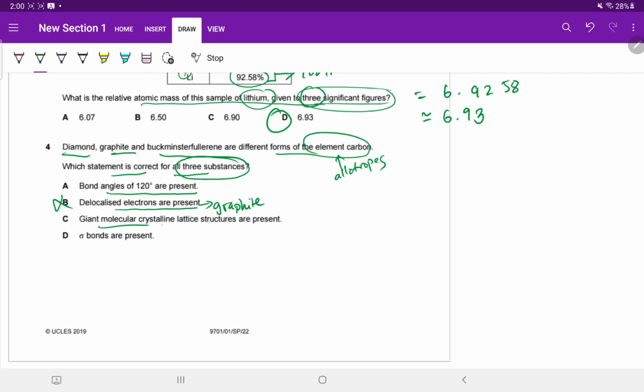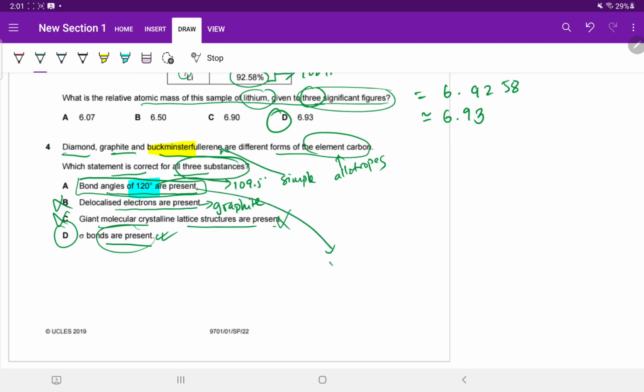Then option C says giant molecular crystalline structures are present. This is wrong because Buckminster fullerene, as we know, is actually a simple molecular structure. So option C is wrong. Option D says sigma bonds are present. This is always true because all of these have sigma bonds, because these carbons are always single bonded. Now option A says bond angles of 120 degrees are present. It shall not be 120 degrees, it shall be 109.5 degrees because we know these are all tetrahedral structures.